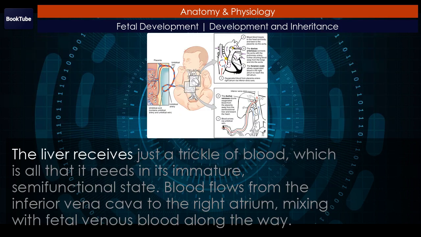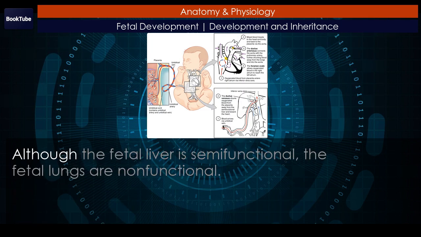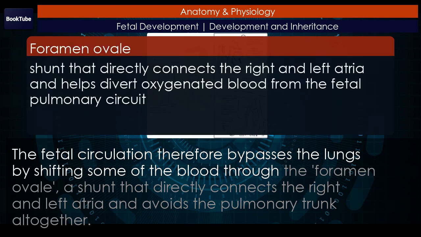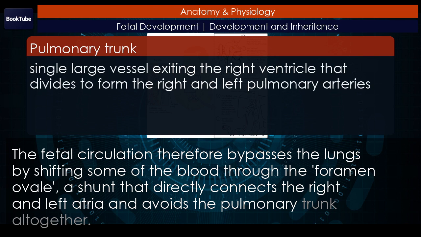The liver receives just a trickle of blood, which is all that it needs in its immature, semifunctional state. Blood flows from the inferior vena cava to the right atrium, mixing with fetal venous blood along the way. Although the fetal liver is semifunctional, the fetal lungs are non-functional. The fetal circulation therefore bypasses the lungs by shifting some of the blood through the foramen ovale, a shunt that directly connects the right and left atria and avoids the pulmonary trunk altogether.